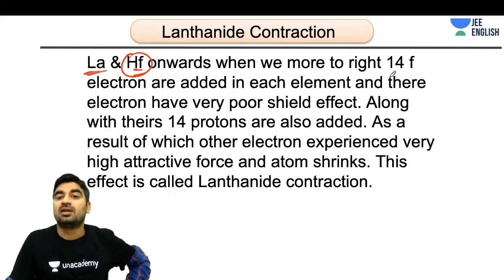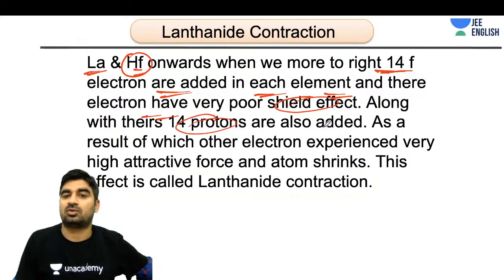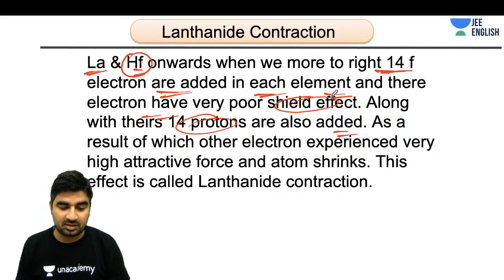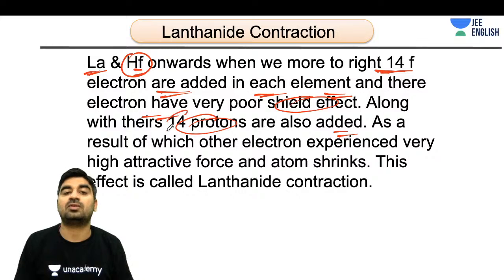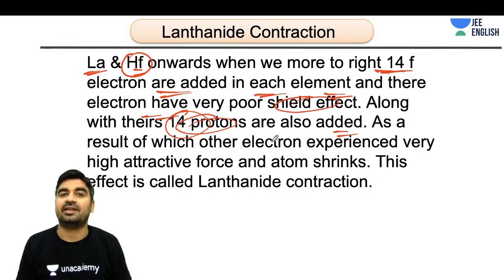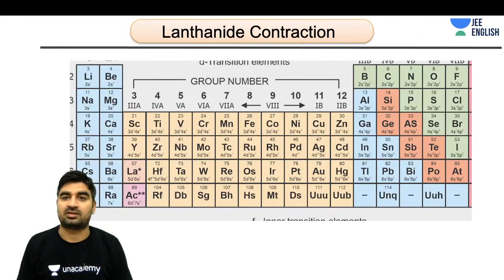Lutetium and hafnium onward, when we move right, 14 f electrons are added in each element, and these electrons have a very poor shielding effect. Along with the 14 electrons, 14 protons are also added, so the net force of attraction will increase. The radius will decrease, it will shrink, and this is called lanthanide contraction.